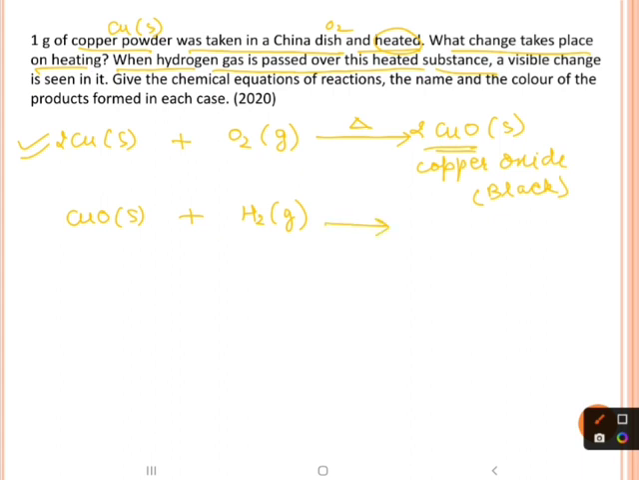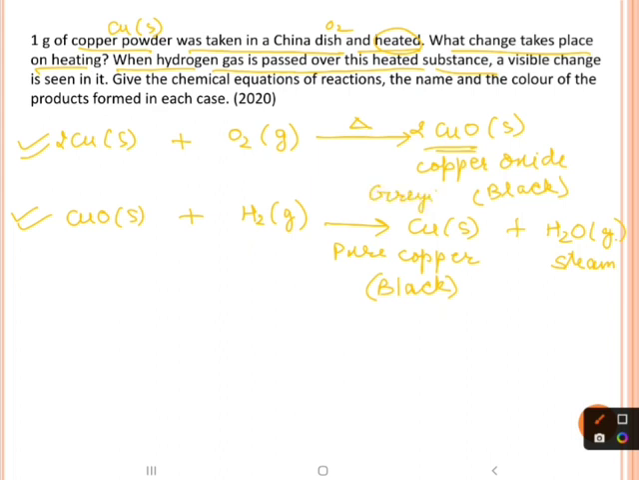Now what will be the visible change? Can you guess what will be the reaction, what will the products of the given reaction? The products will be, you will again get copper solid and you will get water in the form of gas. This is again a balanced equation. This thing will happen that you will get copper as well as you will get water removed as a gas, so it will be steam. And what is it? It is a copper. It is a pure copper. It is completely black in color again. This was not completely black, this was grayish black.